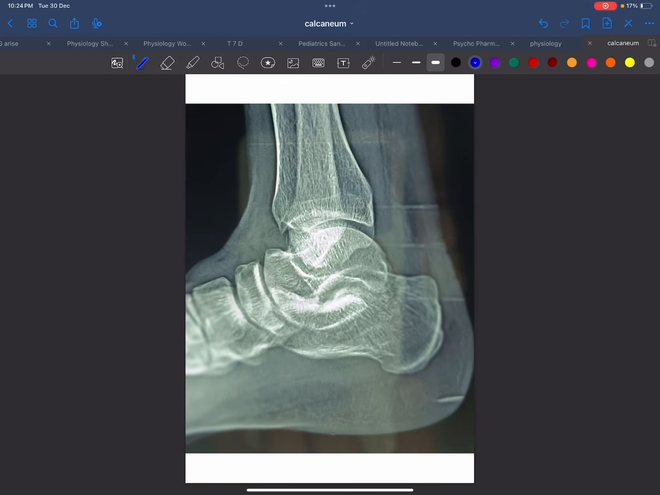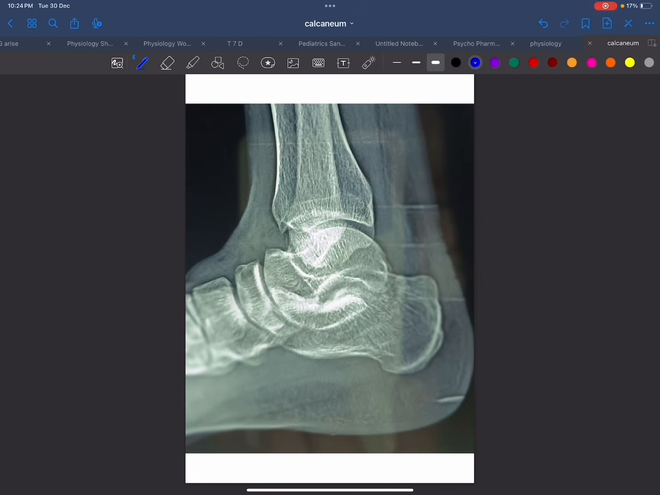In calcaneal fracture, we need to check the primary fracture line and the secondary fracture line. This is the usual place where the primary fracture line is, and the secondary fracture line either goes like this or goes like this. Whenever it goes like this, it is classified as tongue type fracture. And whenever the secondary fracture line goes like this, it is joint depression type of fracture.